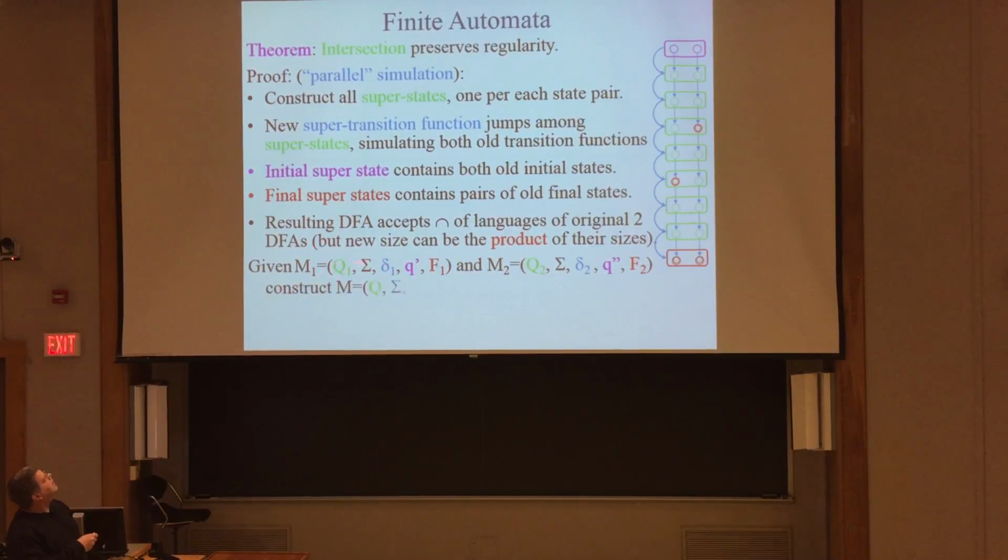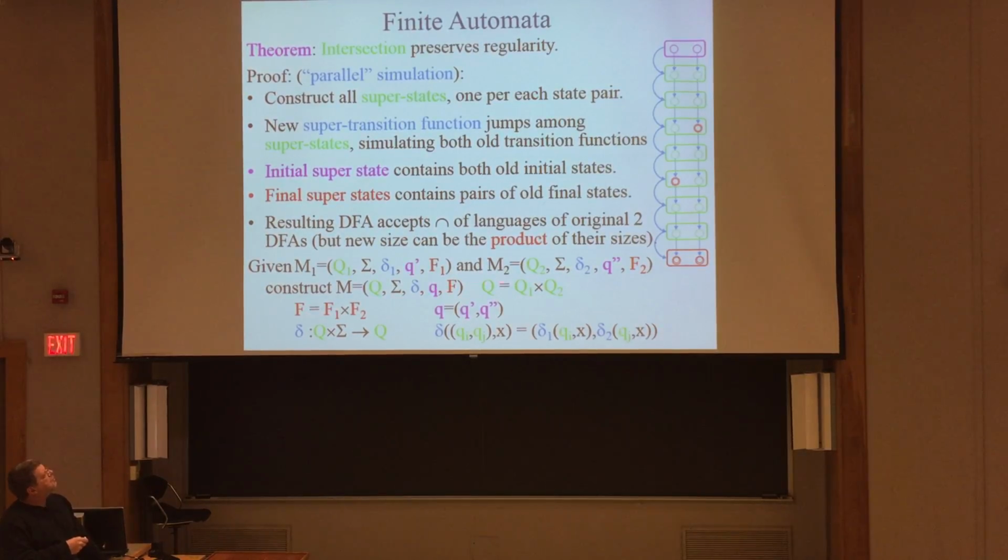So the old machine is Q1, delta 1, Q prime, F1. This is the state set of the first machine, the second machine, the transition function of the first machine, the second machine, delta 1, delta 2, the final state set of the first machine, F1, of the second machine, F2, and so on. And what's the new hybrid machine? The hybrid machine has a final state set as a cross product of these two sets of final states of the two machines respectively, F1, F2. So these are the crossed pairs of the two states coming from the two machines respectively.